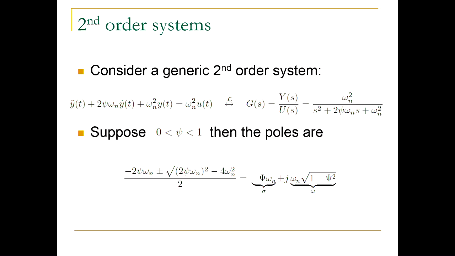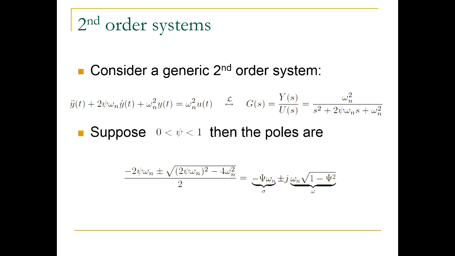So if I have a differential equation like this and take its Laplace transform, then the transfer function can be rewritten like this. Note that I rewrote my transfer function in a very particular way. There's this psi, which I would call the damping factor, and then there's this omega n, which I will call the undamped frequency. So you can relate the real and imaginary parts of the poles to the damping factor and natural undamped frequency.